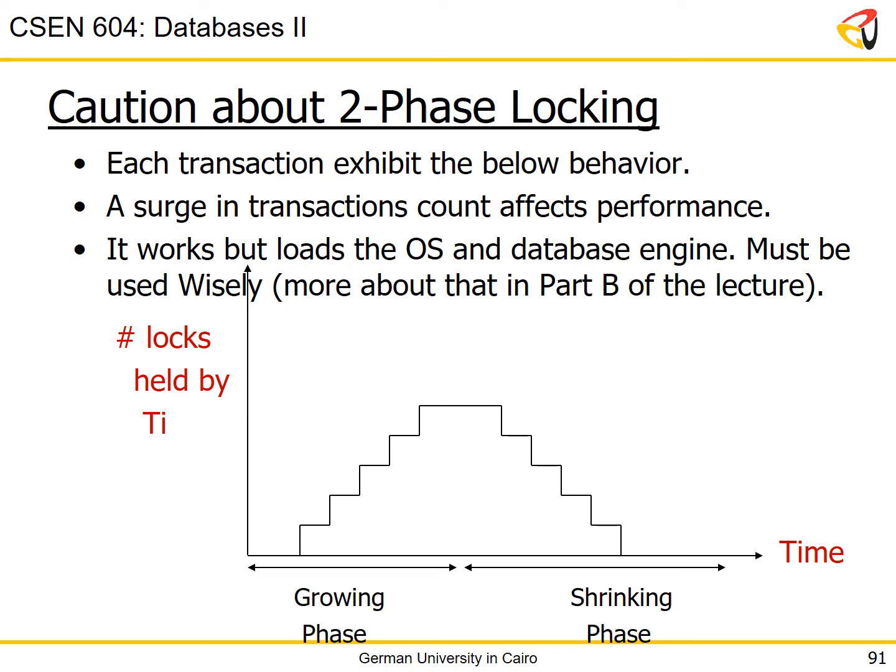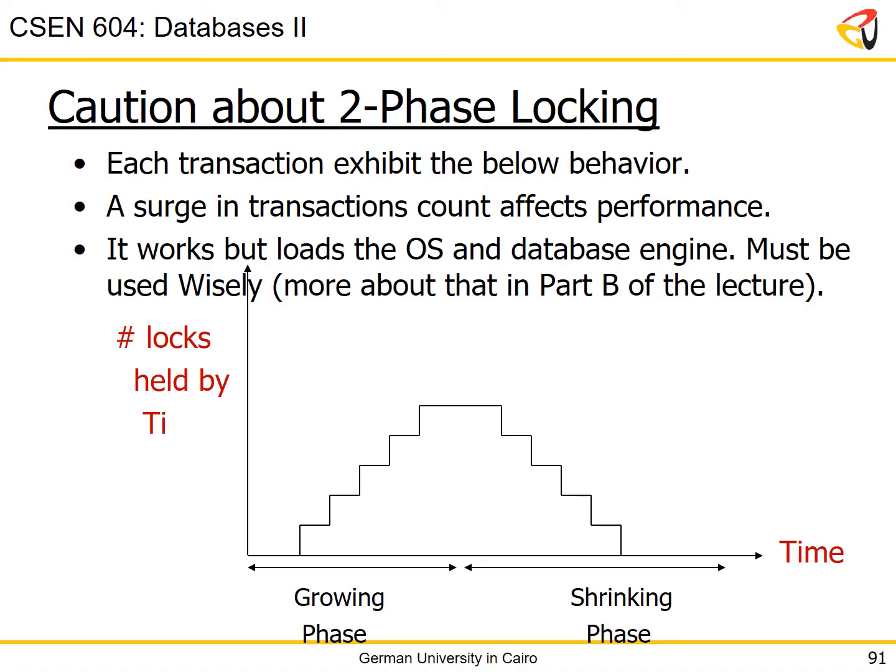The problem is not in the shrinking phase, the problem is in the growing phase, because these are heavy resources inside the operating system. So if you suddenly get 50 SQL statements at the same time, and on average each one of them is asking for 10 locks, then you are going to request 500 locks from the operating system within a very short duration of time, and that might slow things down and affect the performance of the database engine. So it's not something to be careless about, and really there is no simple way to solve this problem.